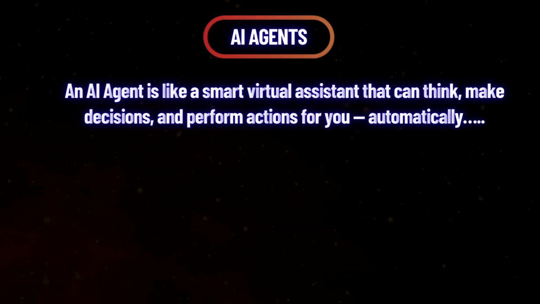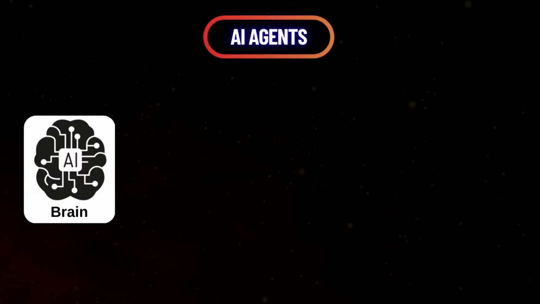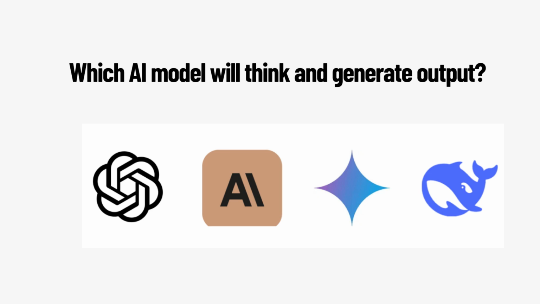You can create an AI agent by combining four main components. First is brain, which AI model will think and generate output. This could be OpenAI's GPT, Google Gemini, or Anthropic Claude.